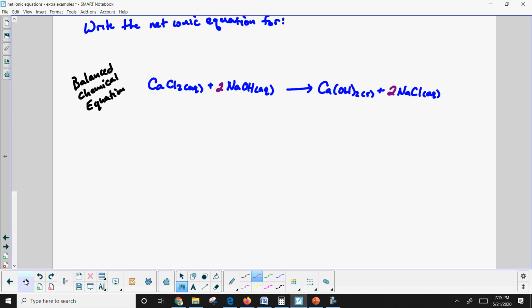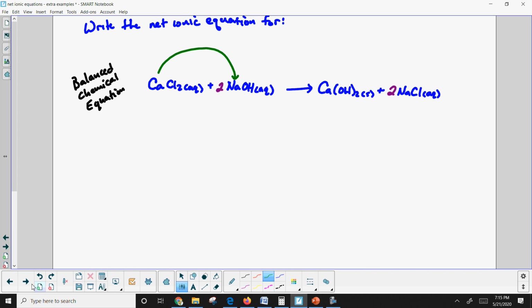So let's look at some more examples. Here's another one. Here I've got calcium chloride. It's going to be reacting with sodium hydroxide. And what's going to happen is the calcium is going to displace the sodium. So you're going to end up with calcium hydroxide and sodium chloride. And we do a little bit of balancing, so we put the coefficients in front.